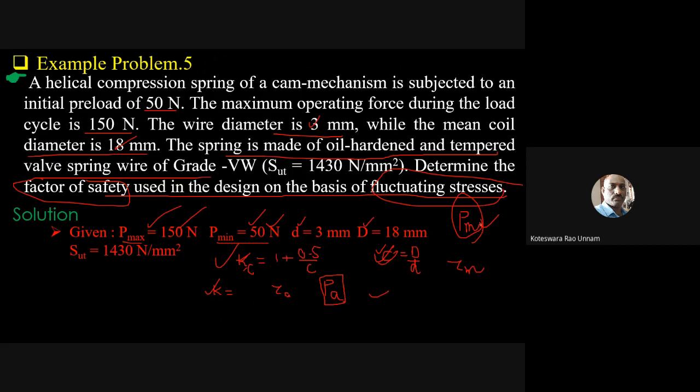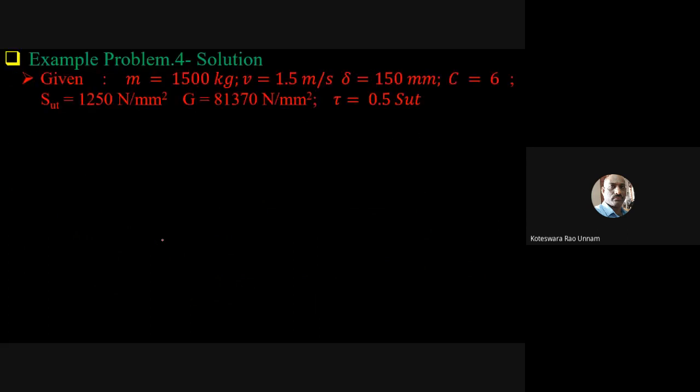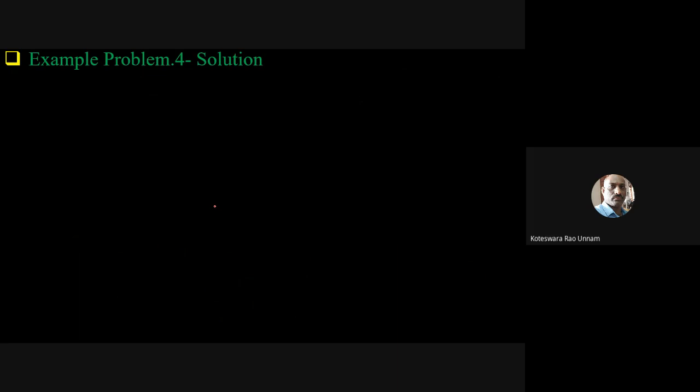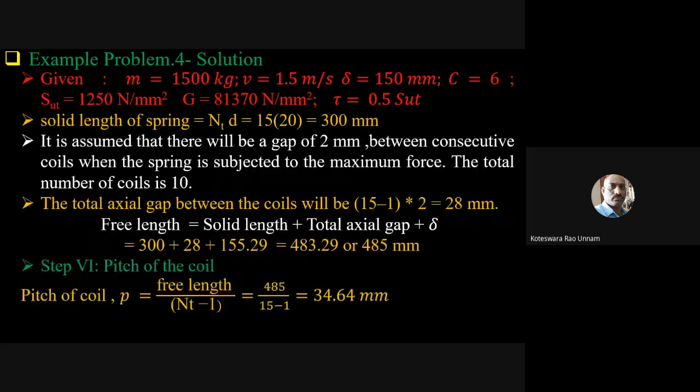So now we get tau m and tau a. Then he has given the material for this one also. The spring is made of oil hardened and tempered wire spring. So for oil hardened and tempered wire spring, you need to use your data book to identify the properties of SSE dash and SSY. I have already given those values to you.